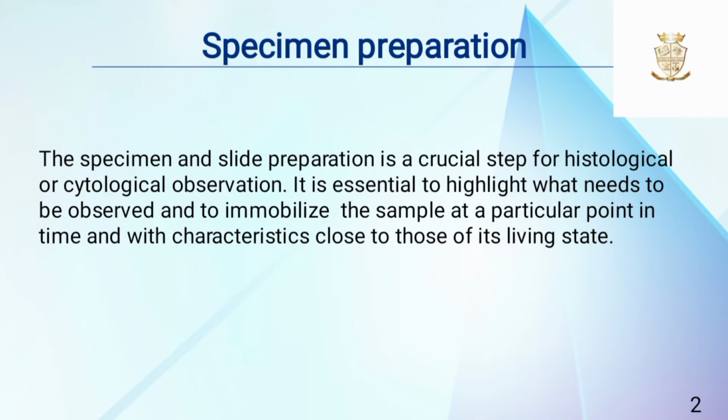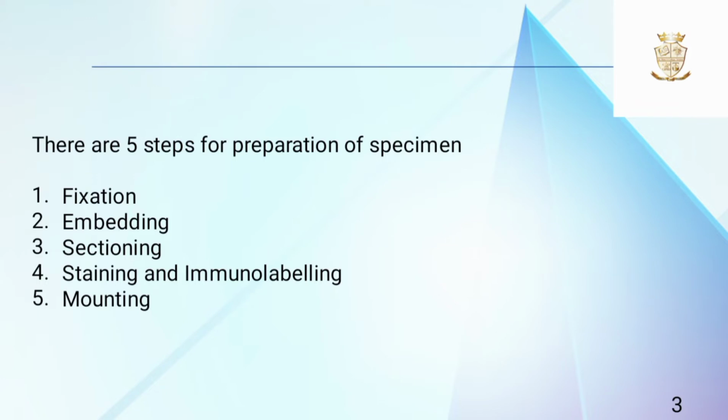The specimen and slide preparation is a crucial step for histological or cytological observation. It is essential to highlight what needs to be observed and to immobilize the sample at a particular point in time and with characteristics close to those of the living state. Mainly, there are 5 steps for the preparation of specimen. The first one is fixation, the second one is embedding, the third one is sectioning, the fourth one is staining and immunolabeling, and the last one is mounting.